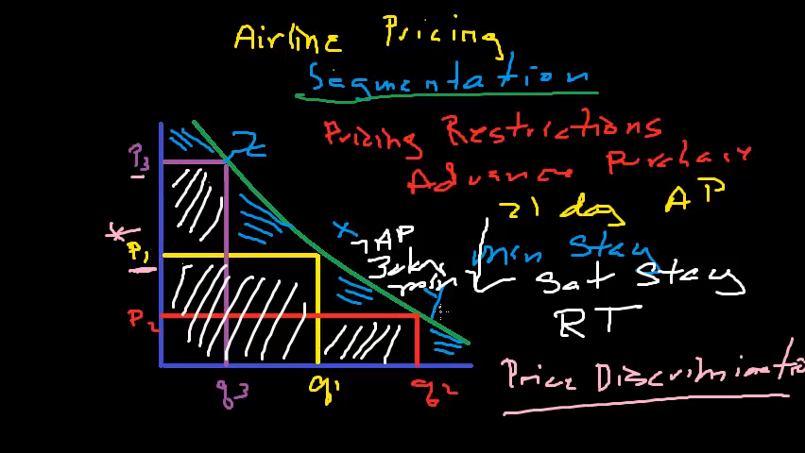But the Y customers in this structure wouldn't be able to travel at all because they're not willing to pay P1. So anyone along this portion of the demand curve down here would not be able to travel at all in this market because there's no price that they'd be willing to pay. So price discrimination is good for the airline. It benefits some portion of the market by providing lower fares that otherwise wouldn't be available.